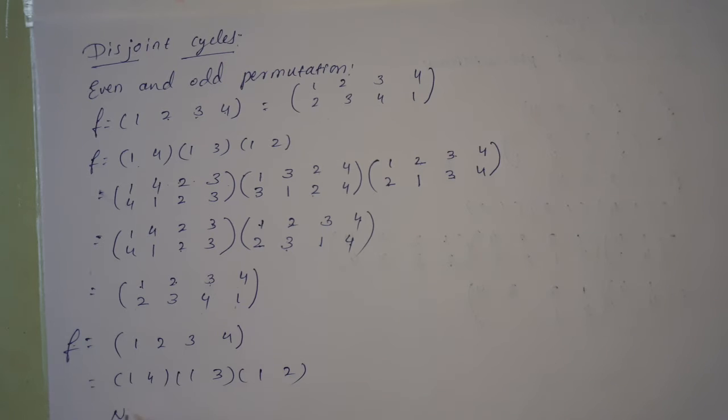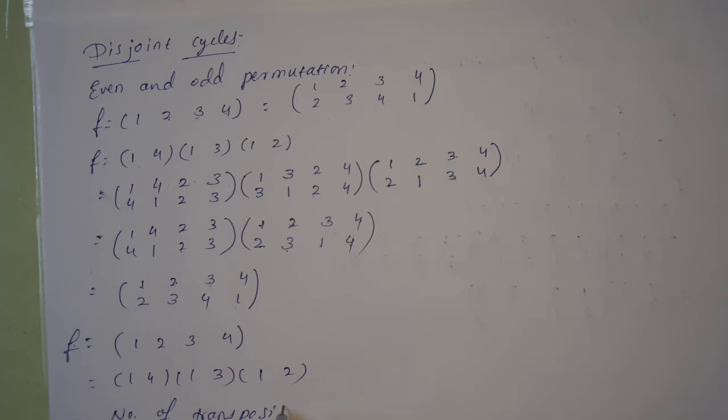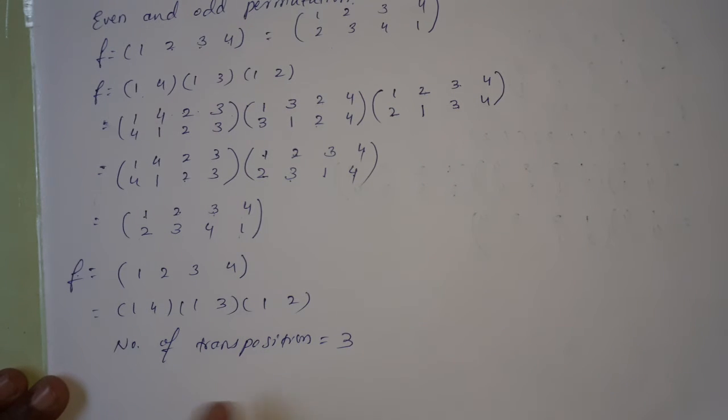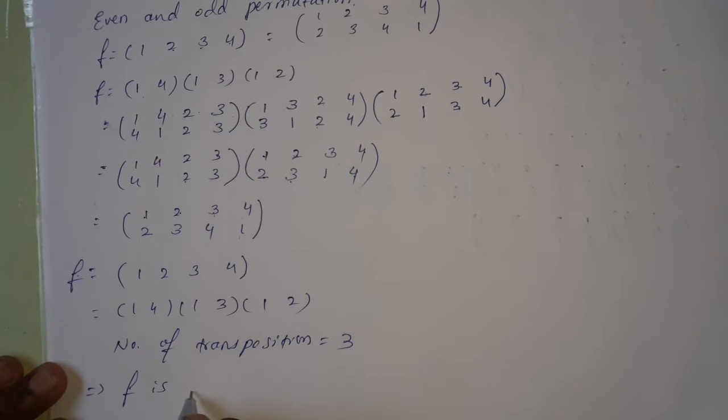Now what is the number of transpositions here? Number of transpositions is equal to 3. It implies that F is an odd permutation.